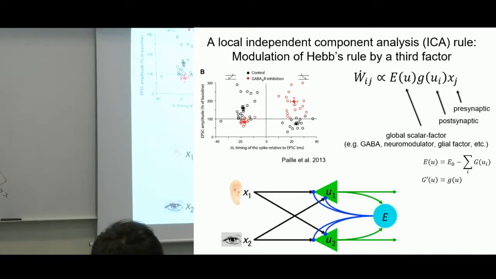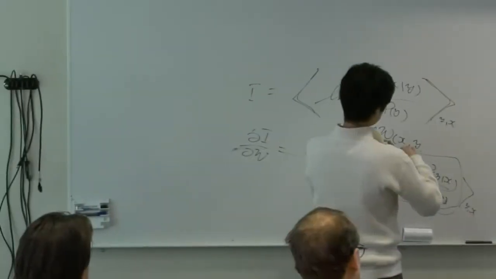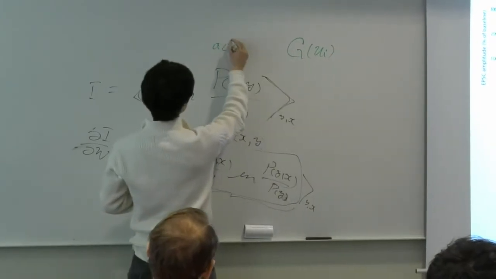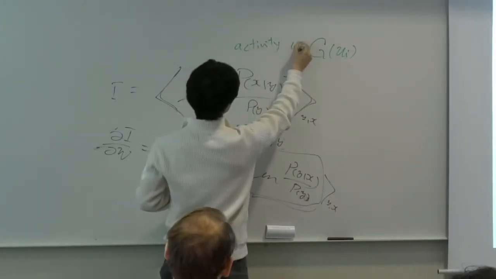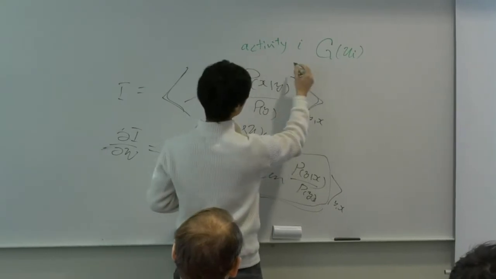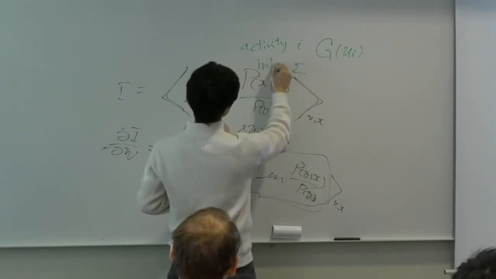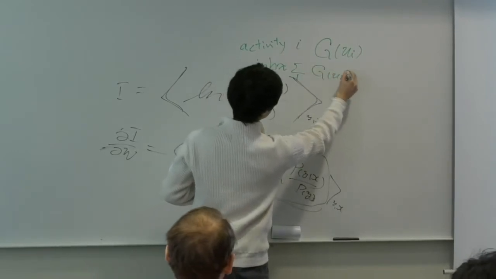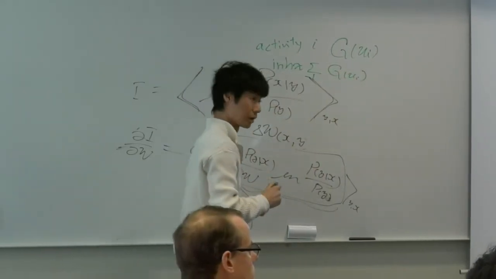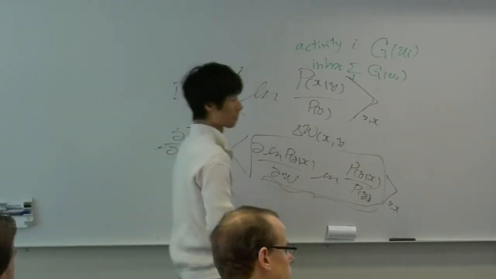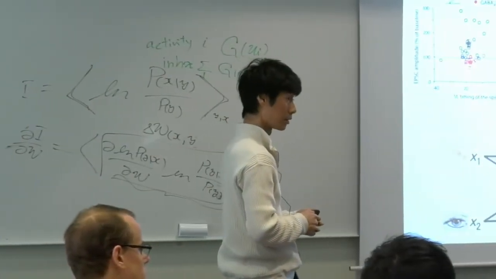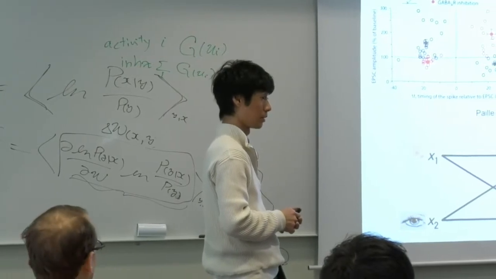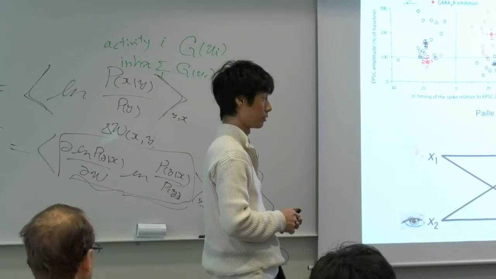So what I'm saying is G of UI is the activity of neuron I, excitatory neuron I, and inhibition might be equal to the sum of activities. This is clear. Yeah. So what I'm just saying is that this means the G should depend on this inhibition, on this global factor.